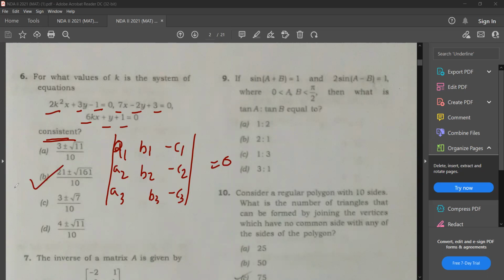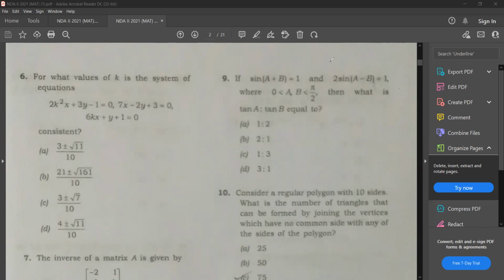So that is also a very direct question. Moving on to the next question.